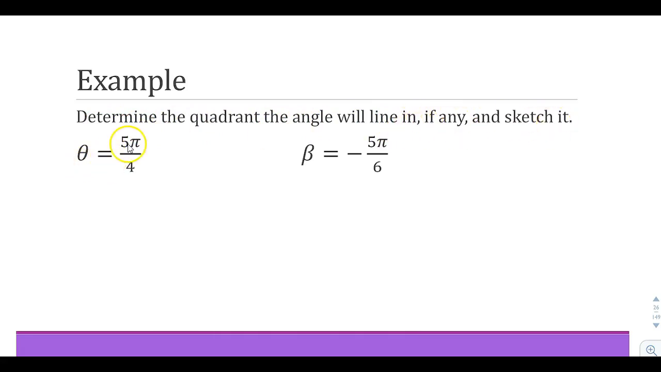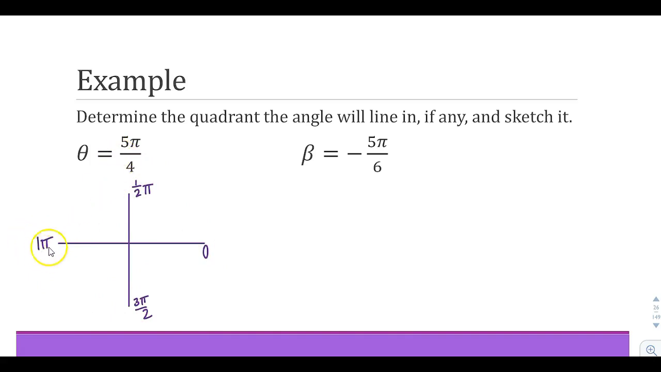So we have theta equals 5 pi over 4. We want to know, where is 5 pi over 4, in which quadrant? So I'm going to go ahead and start a sketch here. I'm going to remember the quadrantal angles. So I have 0, I have a half a pi, I have 1 pi, and I have 3 pi over 2. It's kind of like remembering 0, 90, 180, 270, 360 in degrees.